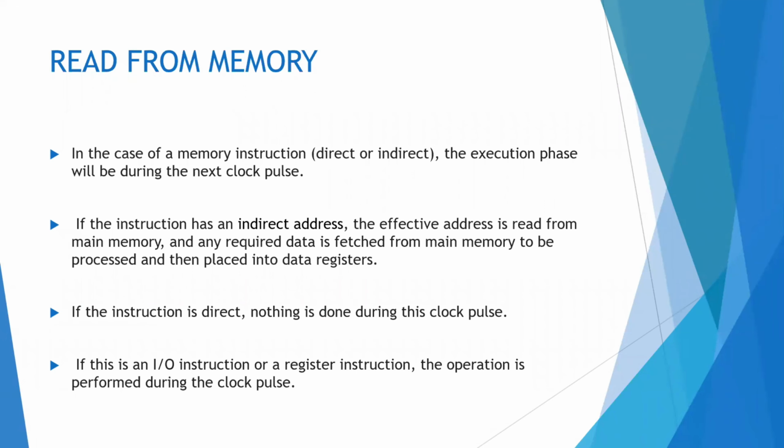My name is Krish, roll number 61. After the decode stage, there are two types of instruction to be executed, memory and register instructions. In the case of a memory instruction, the execution phase will be during the next clock pulse. There are two types of memory instruction, one which has a direct address, the other which has an indirect address. In the case of an indirect address, the effective address will be read from the main memory. In the case of a direct address, nothing is done during this clock pulse, so the execution phase will be done during the next clock pulse.